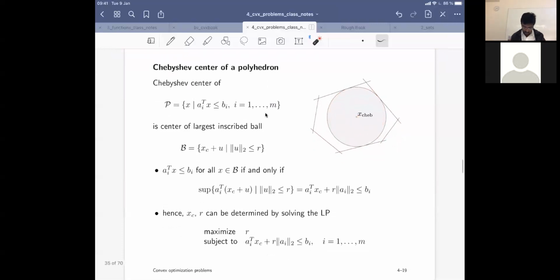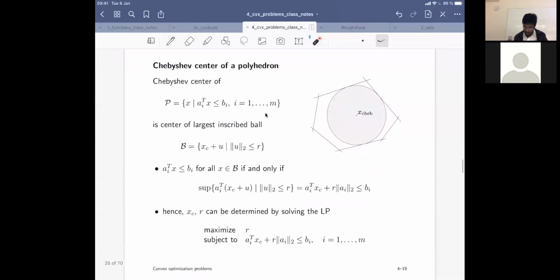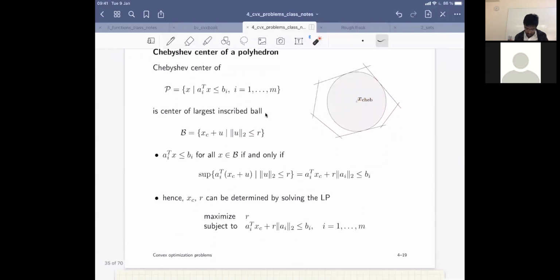So how do you find this center? That's the question. Or what is the maximum radius of this ball? Now we already saw that a ball can be represented in this form, xc plus u, in the first class. We also saw another formula, norm of x minus xc squared less than or equal to r squared. So this is another way of representing xc plus u.